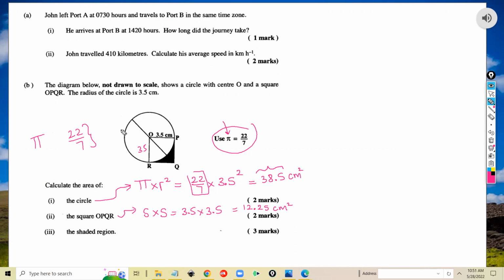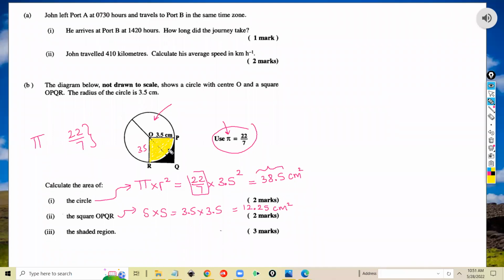And to get the area of the shaded region, what do we have to do? Remember, we have the area of the full circle. The area of the full circle is 38.5. Now this piece over here, let me shade it in a different color. I'm using yellow here. I hope you all could see that. Isn't that a quarter of the circle? Think about it. That's a quarter of the circle.